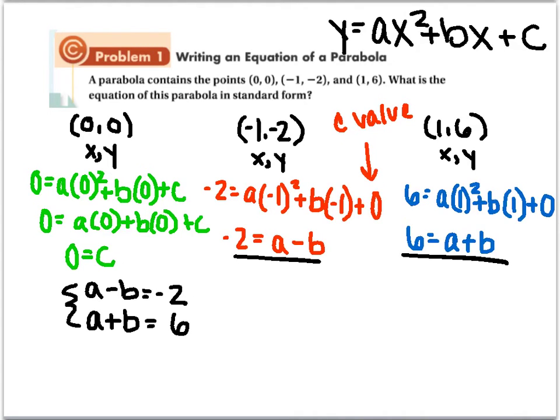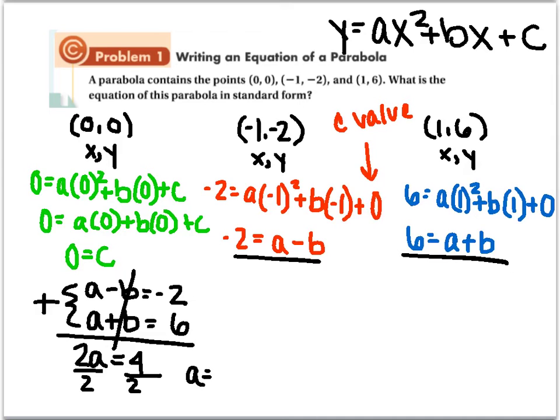Now, Caleb said it's when you cancel them out, and luckily, we can cancel these out really easily here because we already have opposites. If we add the two systems together, we get 2a. The b's cancel, equals 4. Divide both sides by 2. A is 2.